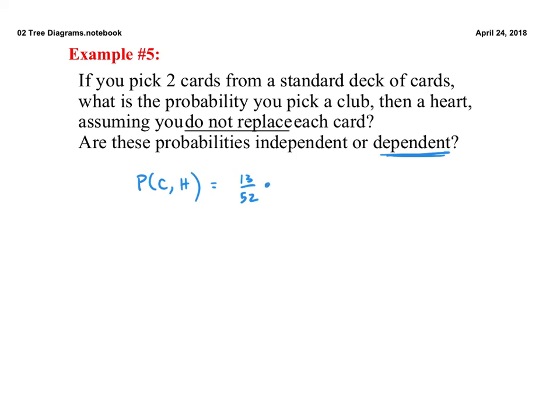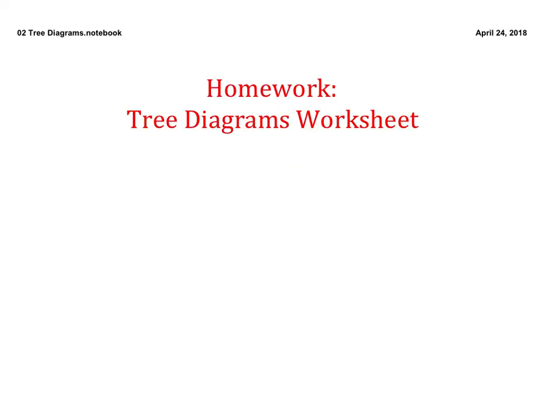But this time, when we pick our heart, there are 51 cards left. Now we lost the club, which means there are still 13 hearts. And so now we take 13 divided by 52, which is obviously 1/4, multiplied by 13 divided by 51, and that's going to give us 0.064 if we round to 3 decimal places. So it's really similar, but a little different than that one. And we could also draw a tree diagram in a similar way if we wanted to.